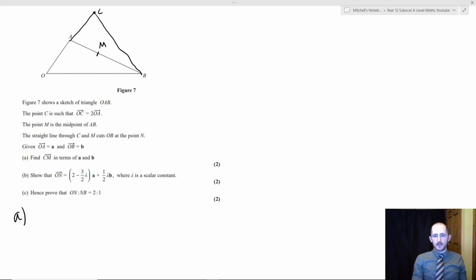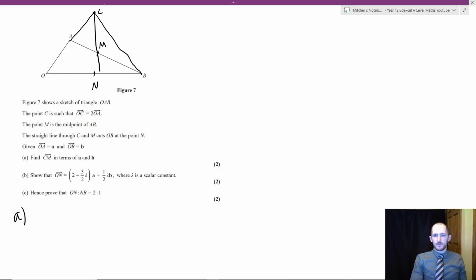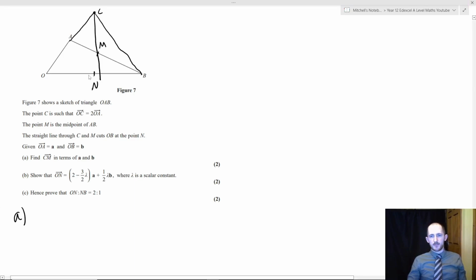Straight line cuts through C and M and cuts OB at the point N. So I did that perfectly. So what we can do here is just drag these along slightly. Okay.